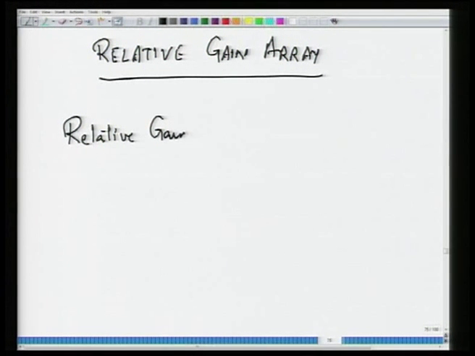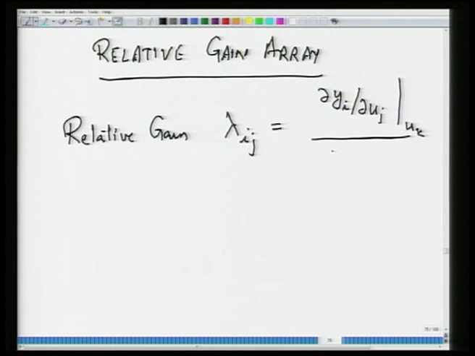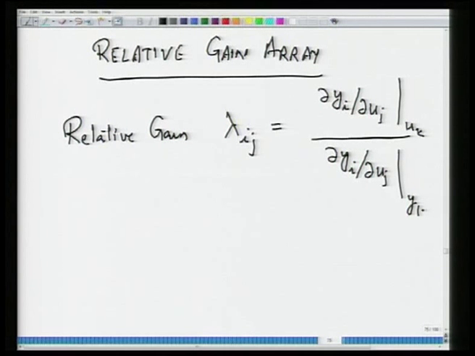Relative gain lambda ij, where i refers to output subscript, j refers to input subscript, is by definition dou yi by dou uj, all other inputs are constant, divided by dou yi by dou uj, all other outputs other than yi are held constant.